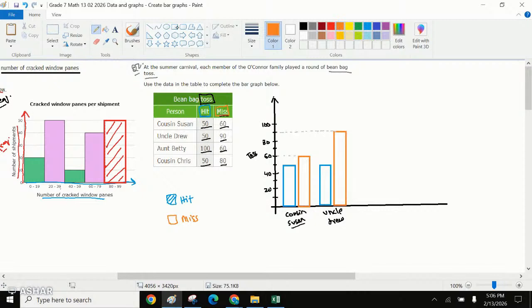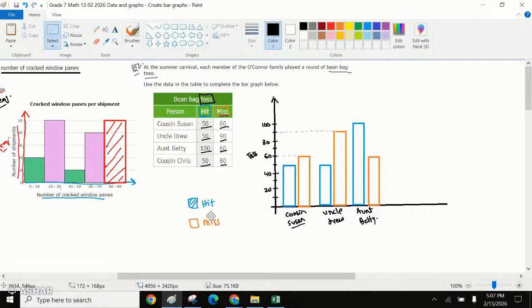Then we had Aunt Betty. Aunt Betty hit 100 times, agreed? Whereas how many times did she miss? She missed 60 times. So we can say these two bars are for Aunt Betty. Okay, this is very important. This information is very important because it shows us what exactly each bar is representing.